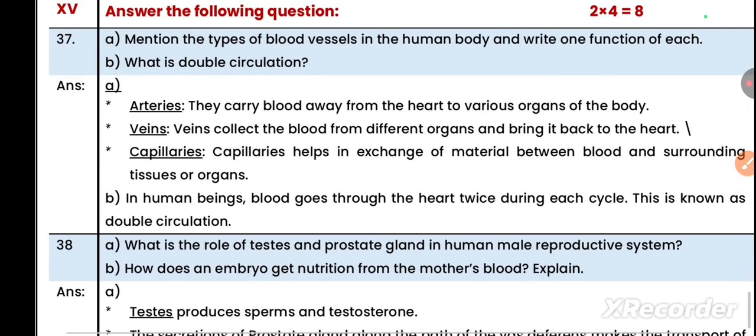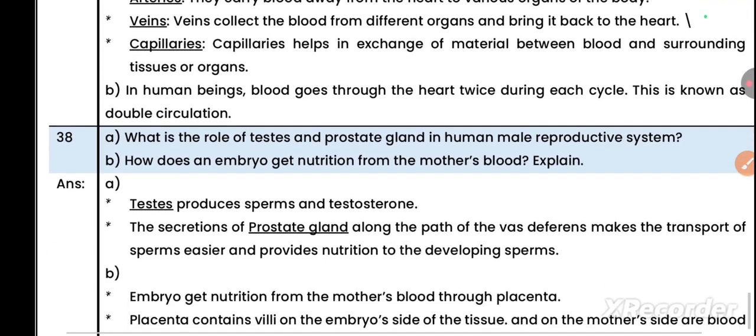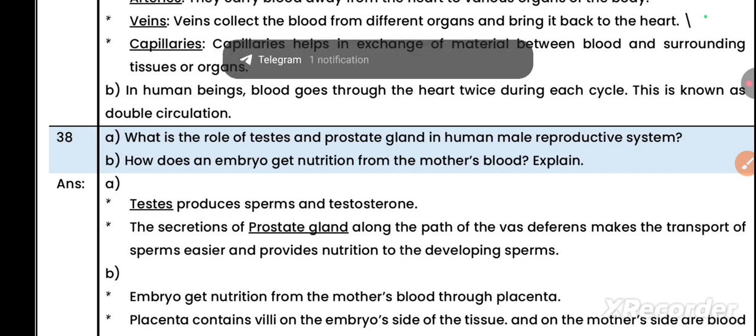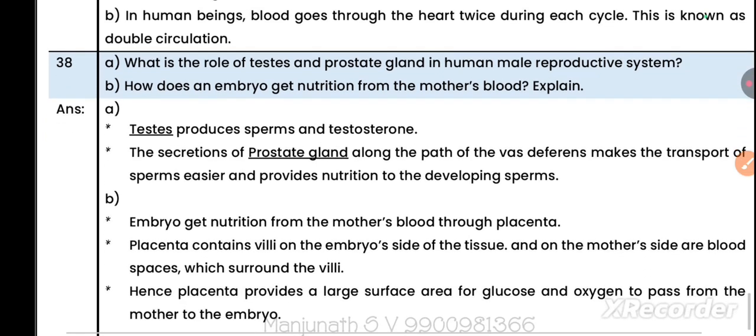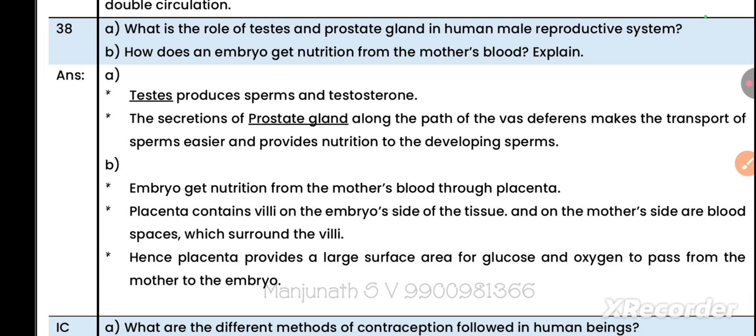Then B question, what is double circulation? In human beings, blood goes through the heart twice during each cycle. This is known as double circulation. 38th question. A. What is the role of testis and prostate gland in the human male reproductive system? Testis produces sperms and testosterone. The secretion of the prostate gland along the path of the vas deferens makes the transport of sperms easier and provides nutrition to the developing sperms.